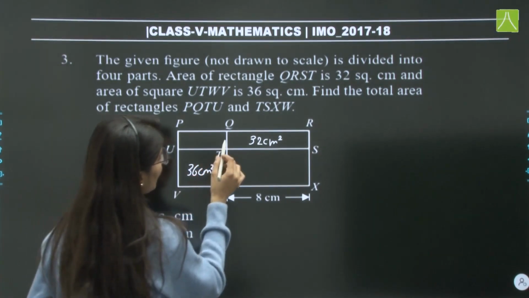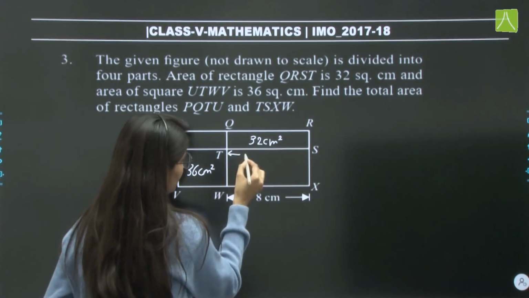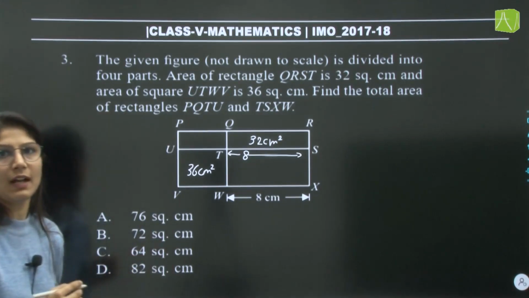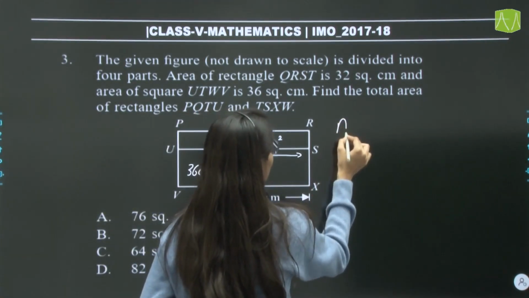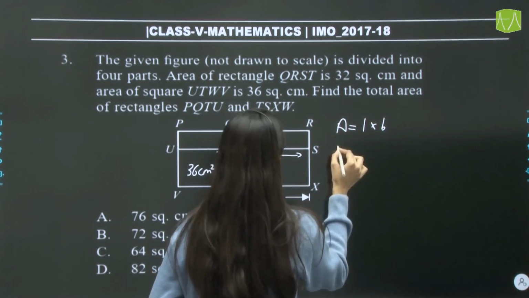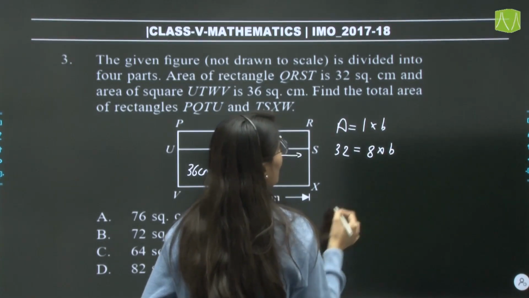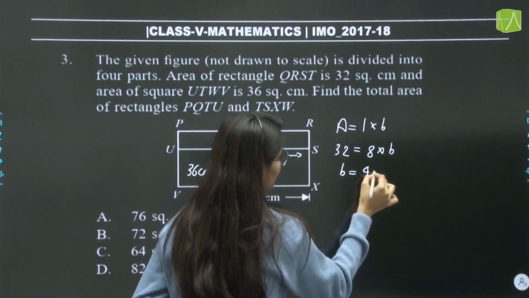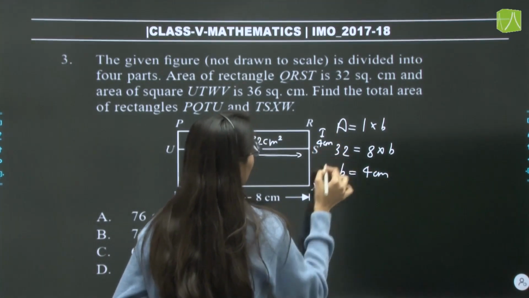See, in rectangle QRST we have this area, and this is the length of this rectangle, that is 8 centimeter. Using this area and length we can find out the breadth. So you know that the area of rectangle is length multiplied by breadth. From here we can write 32 is equal to 8 multiplied by breadth. Now from here you can find out the breadth of the rectangle is 4 centimeter. So this length RS is 4 centimeter.